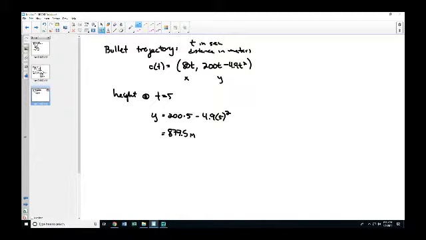We use time, in seconds. Okay, so now that's just a pre-calc problem, right? Here's a more calculus-y problem. What is the maximum height?